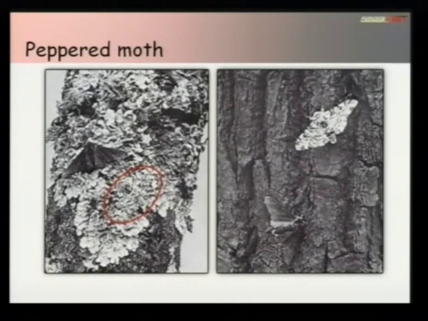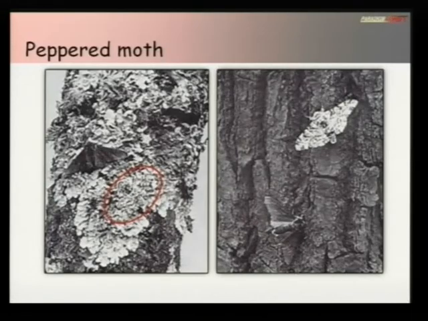And here we have pictures which show you the 2 different forms on 2 different backgrounds. On the left-hand side, you have the normal tree with the lichen, which is light-coloured, and the light-coloured moth blends in very well with that lichen and is not visible. And on the right-hand side, you have the darkened, soot-covered tree trunk, and of course the light-coloured form is much more visible.